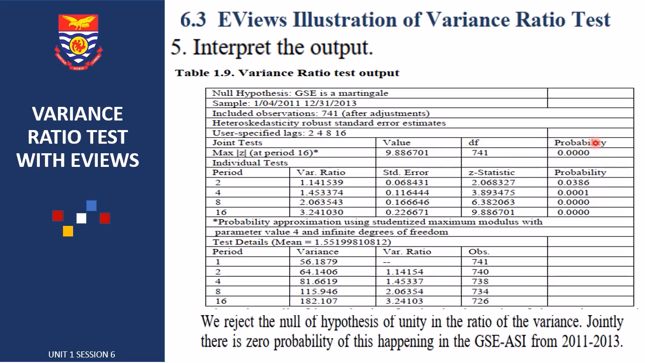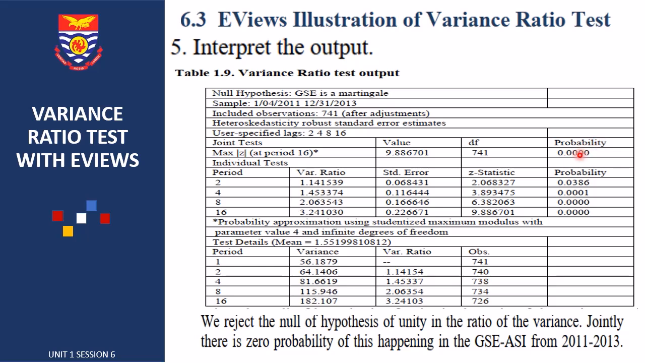Here our focus is that, because our null hypothesis was that the GSE is a martingale, or there is no autocorrelation, we need a probability value of more than 0.05, or 5%, in order to prove that there is indeed no autocorrelation, or that the Ghana Stock Exchange data possess a random walk.